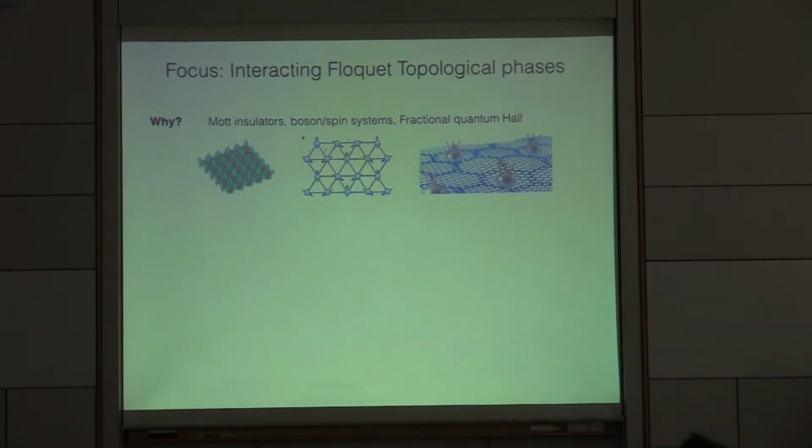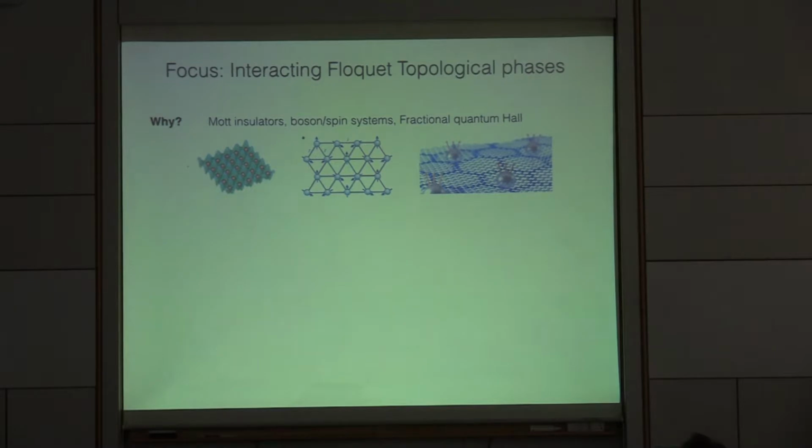And I will also want to focus on strongly interacting systems. The reason is that interacting many-body systems can exhibit really new collective phenomena that are simply not possible in a free particle setting. Familiar examples are things like Mott insulators or any kind of insulating phases of bosons or spins. And most notably, you can get emergent behavior like anyons and fractional quantum Hall physics, which rely on interactions.